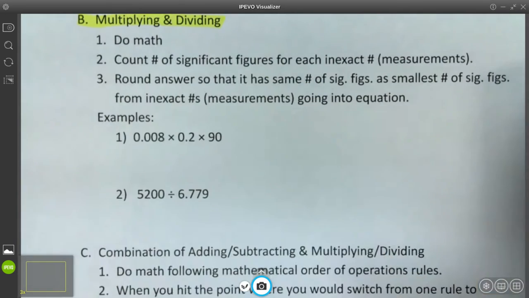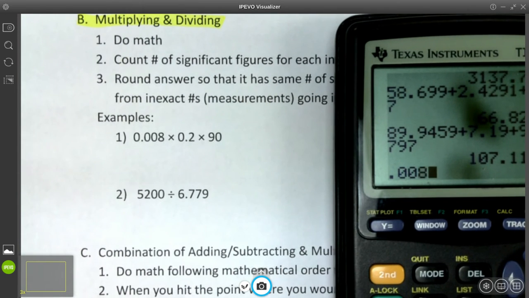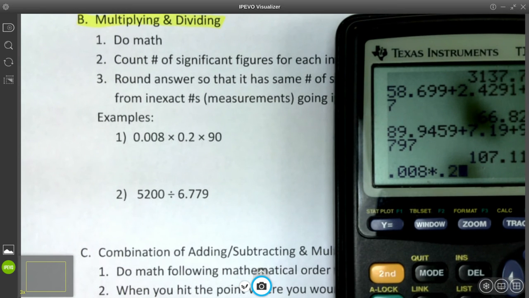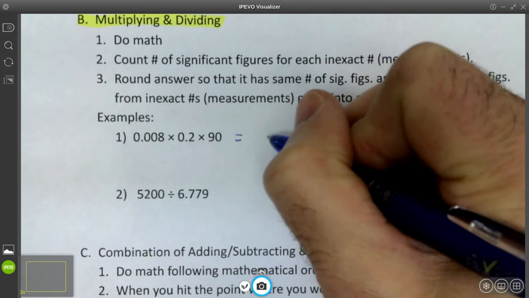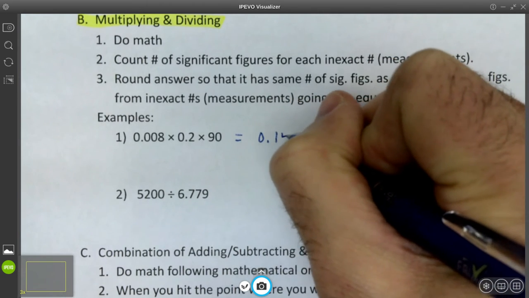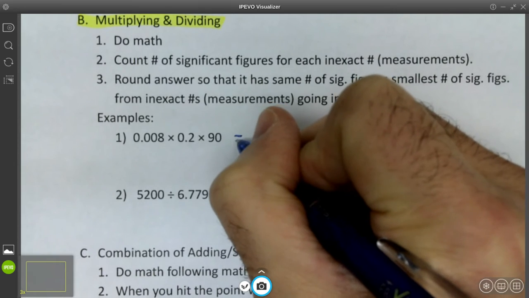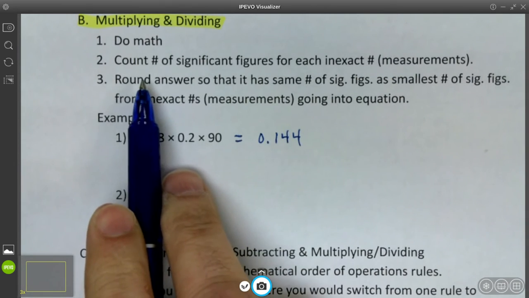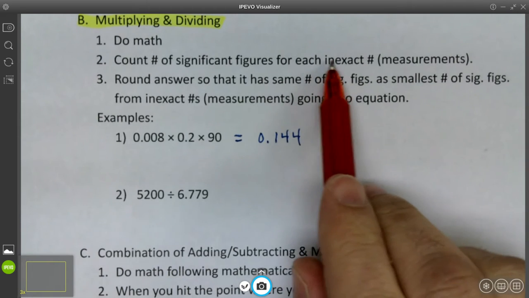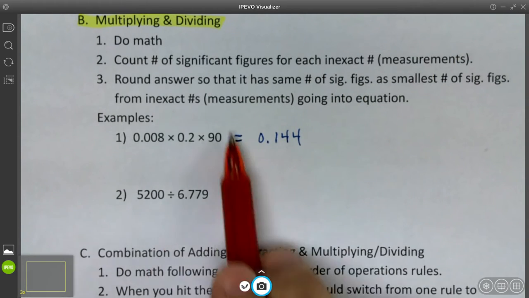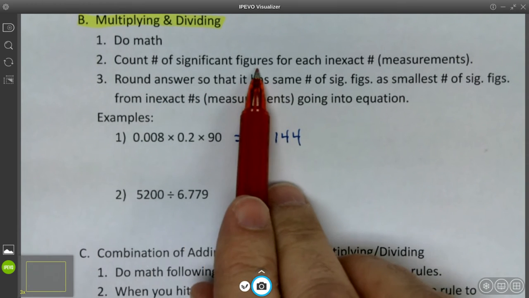Similar to the other one, we're going to do the math here. Times 0.2 times 90. We get 0.144. Now, in the multiplying and dividing rules, you count the number of significant figures for each inexact number or measurement. Again, for what we're doing here, we're assuming all these numbers are measurements.